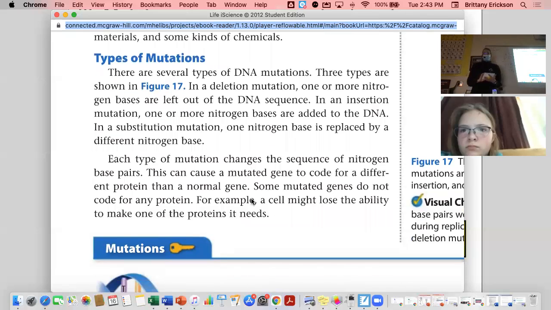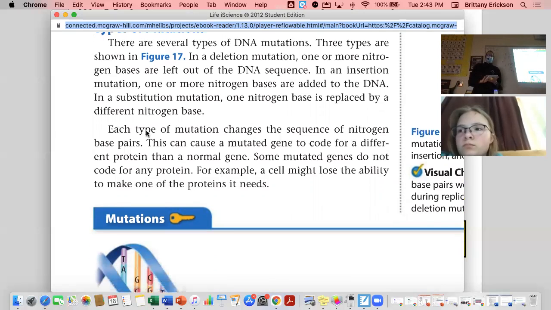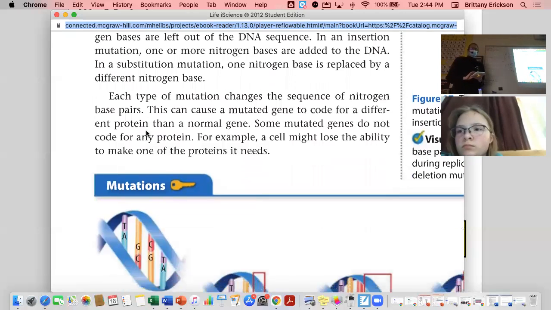Types of mutation. There are several types of DNA mutations. 3 types are shown in figure 17. In a deletion mutation, 1 or more nitrogen bases are left out of the DNA sequence. In an insertion mutation, 1 or more nitrogen bases are added to the DNA. In a substitution mutation, 1 nitrogen base is replaced by a different nitrogen base.